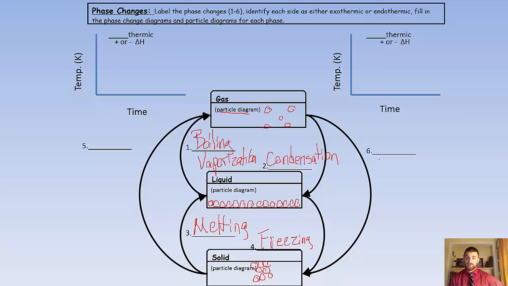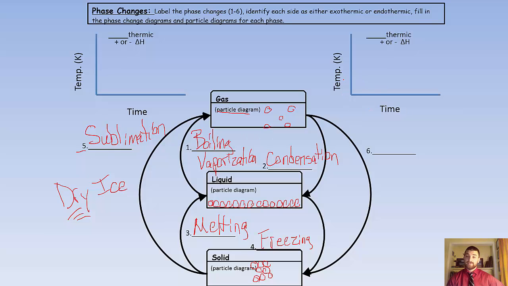All right, so there's these two other ones, 5 and 6, that you may not be familiar with. So when we go from a solid to a gas, we call that sublimation. Right? This is what dry ice does. Why is it called dry ice? Because it goes from solid straight to a gas and it doesn't go in the liquid phase. That's why it's called dry ice.